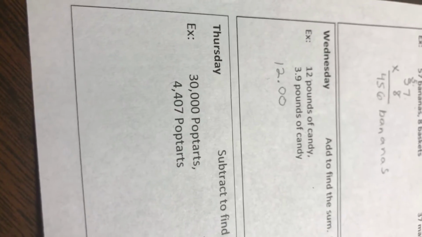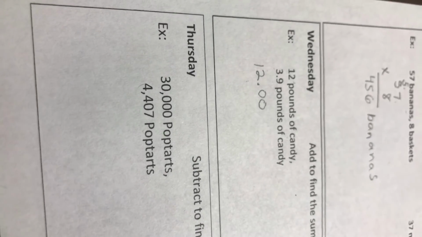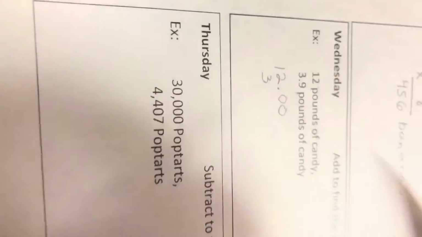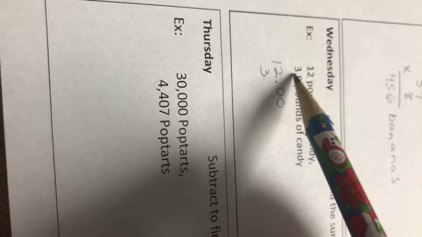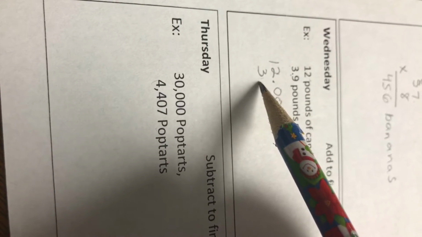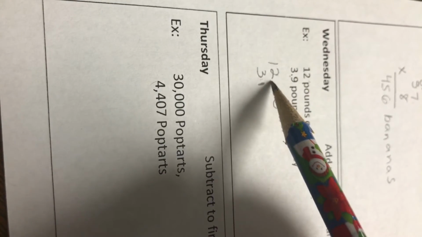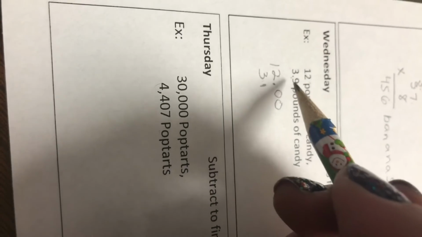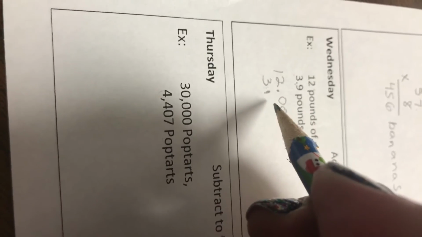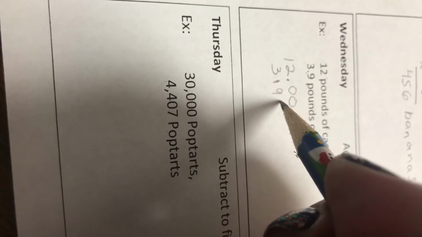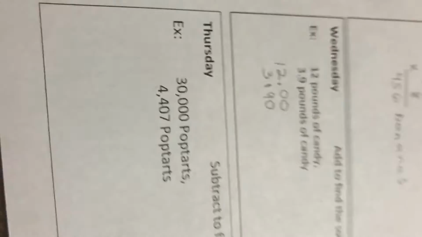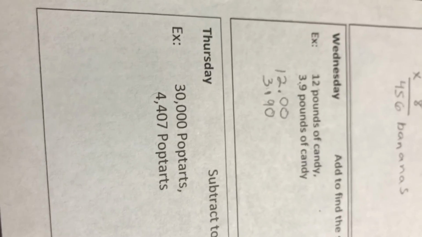We have to make sure that we line up those numbers correctly. So I'm going to put my 3, which is in the ones place, right underneath the 2 from 12 that's in the ones place. I have that decimal point that I need to line up with the decimal point above it. And that 9 is in the tenths place, so I'm going to put it directly under the 0 that I put in the tenths place. And then I'm going to go ahead and add a 0 in the hundredths place to make it, again, look kind of like money. It looks like $3.90.